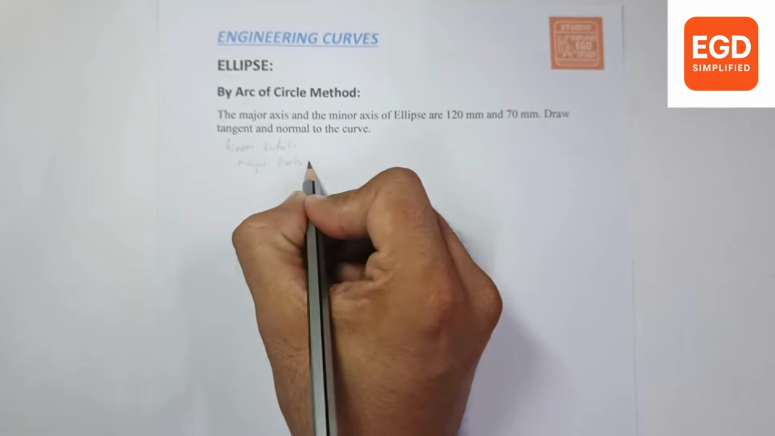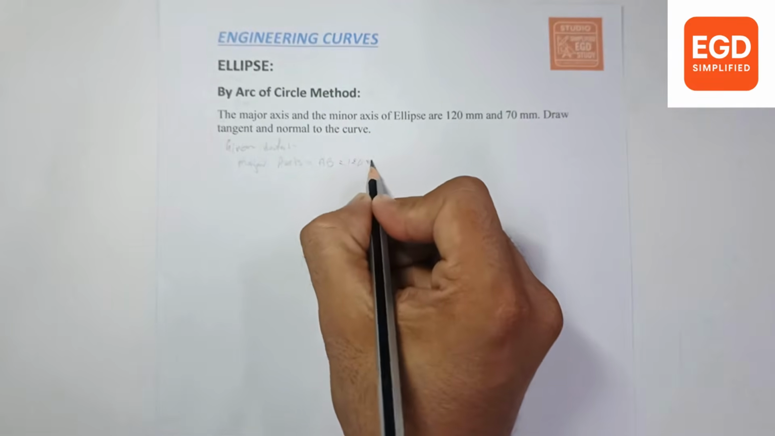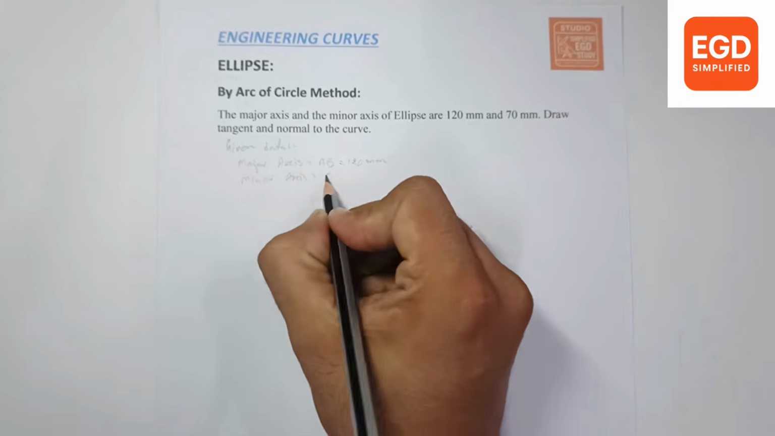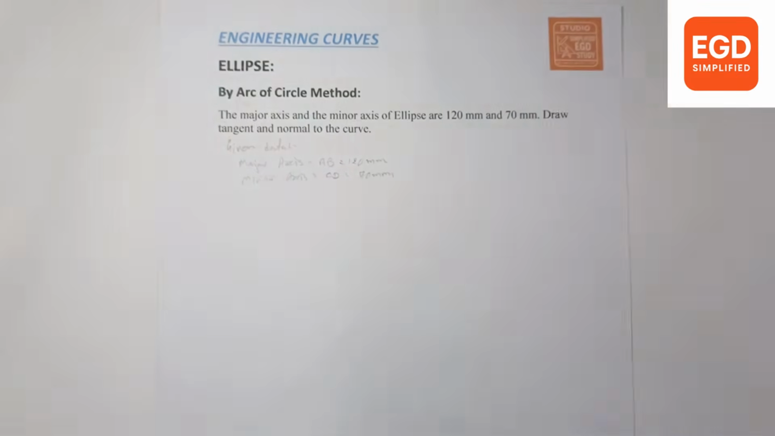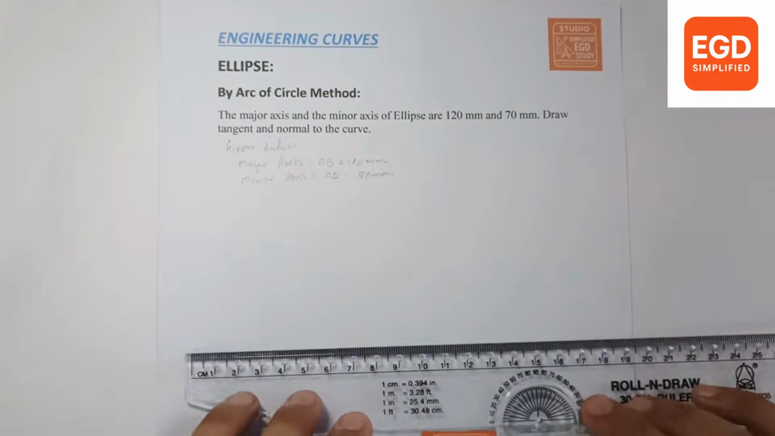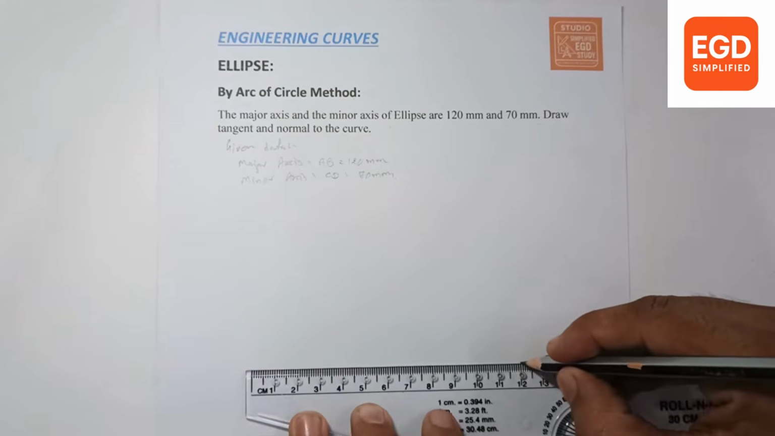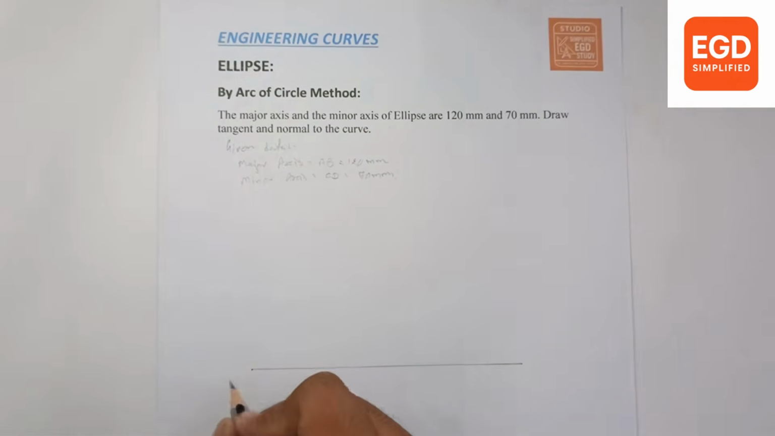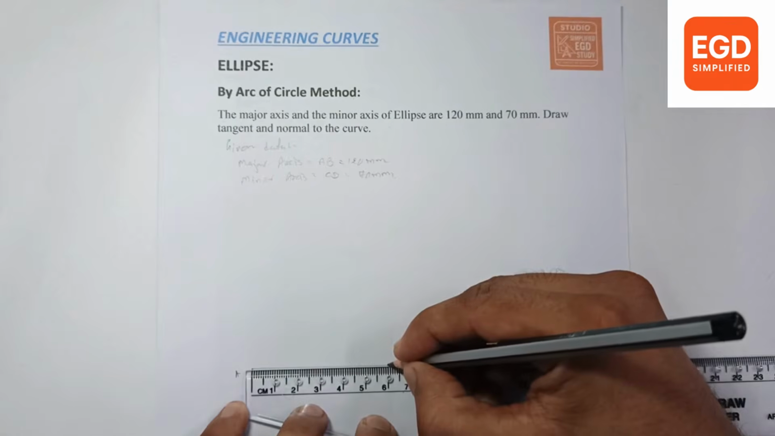Major axis given, let's take AB as the major axis, that is 120 mm. For the minor axis, let's take CD, the minor axis, which is 70 mm. First of all, we will draw the 120 mm major axis, that is AB, and the minor axis will be perpendicular from the midpoint.